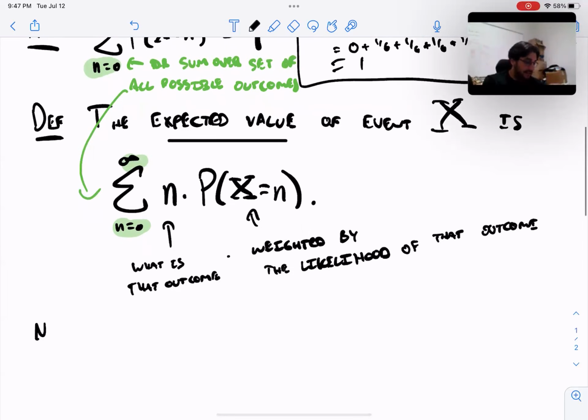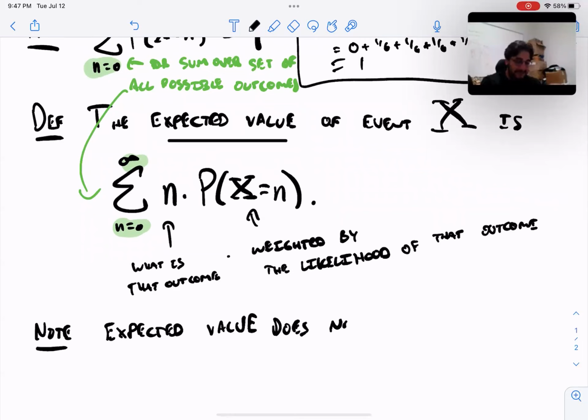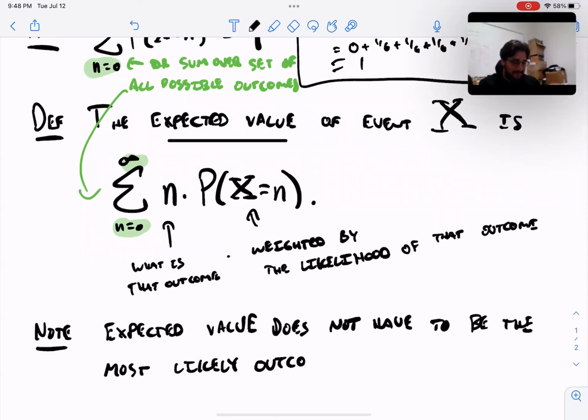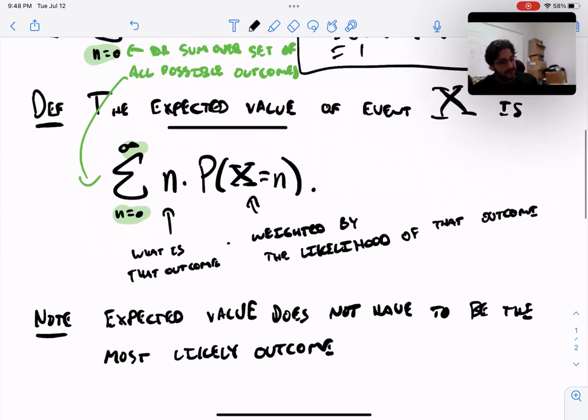Note, this does not say most likely outcome. Expected value in general does not have to necessarily be the mode. It does not have to be the most common outcome or the most likely outcome. I think it's easy to confuse those two notions.